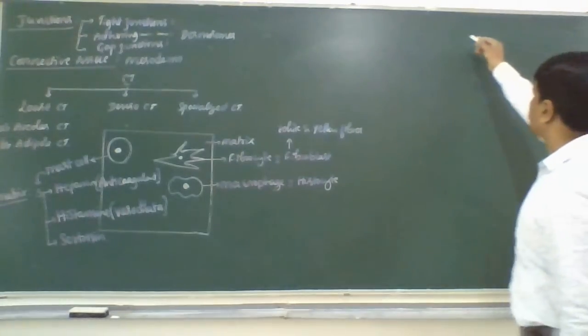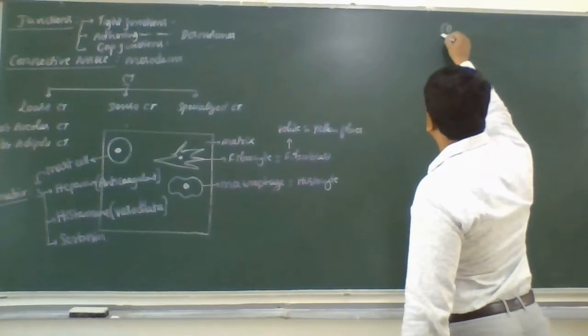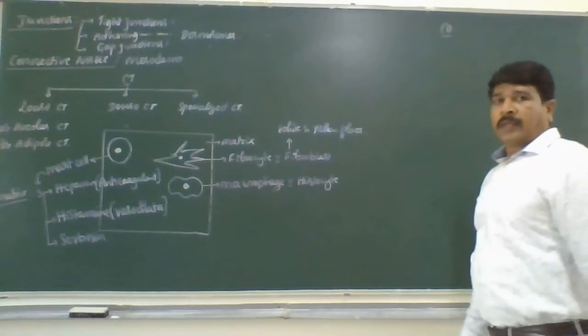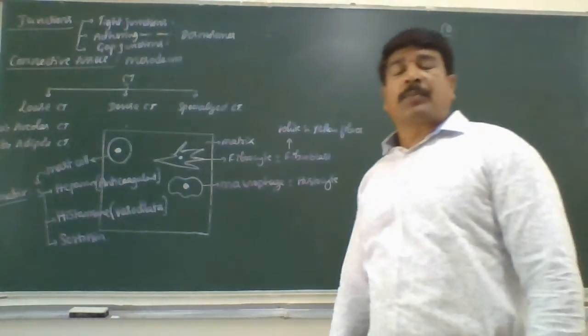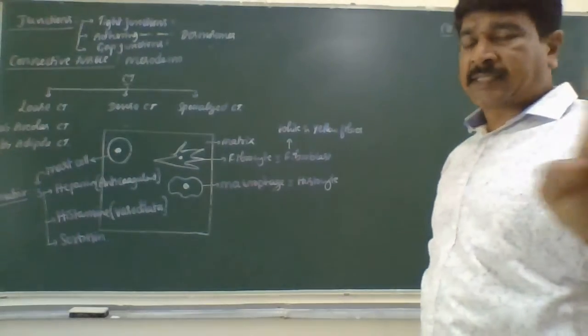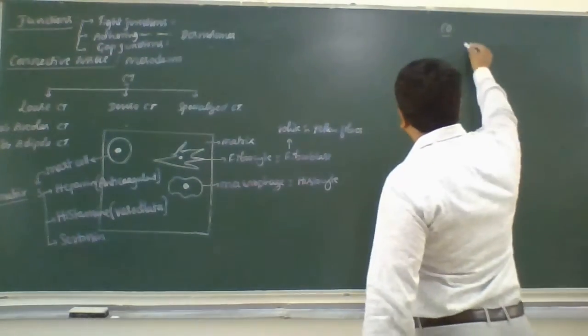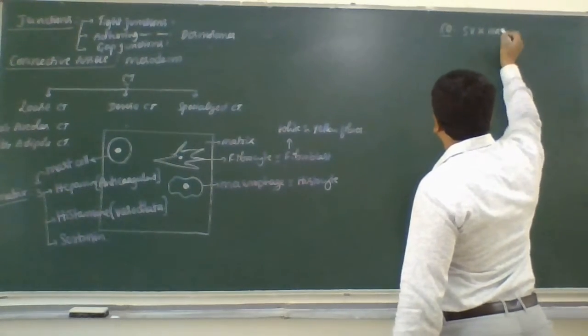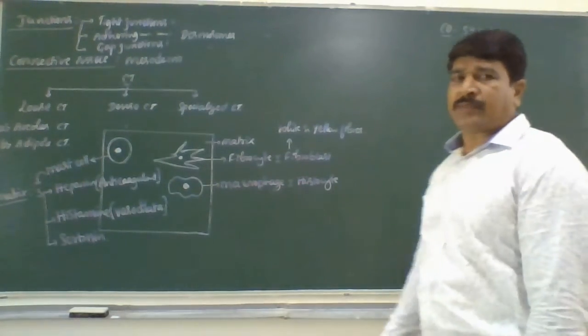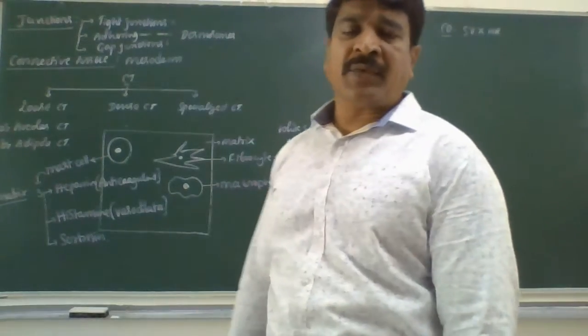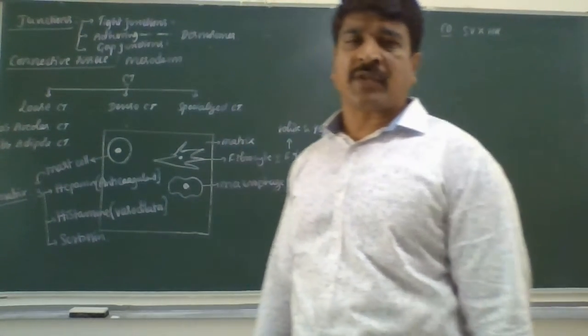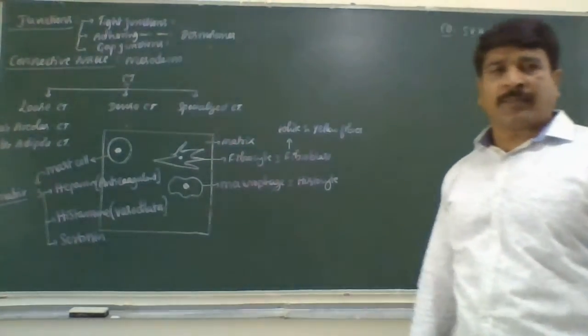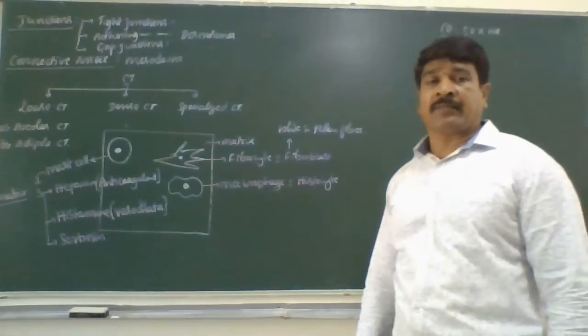Cardiac output comes as a heading. Cardiac output means the amount of blood pumped by the ventricles per minute. It can be determined by multiplying the stroke volume and heart rate. CO is equal to SV into HR. SV is the stroke volume. HR is the heart rate.